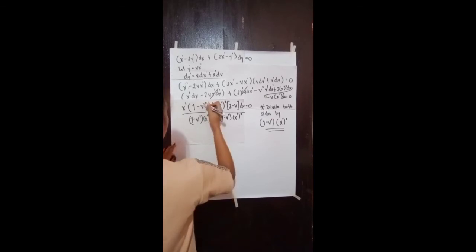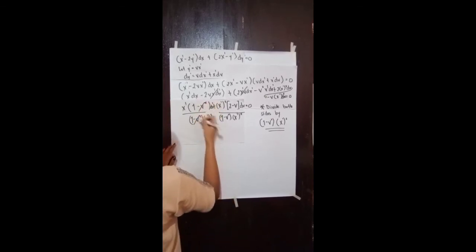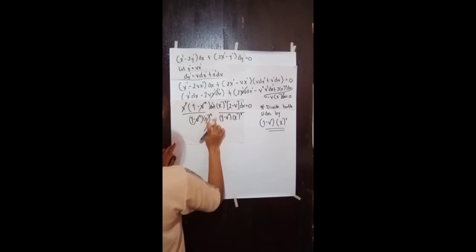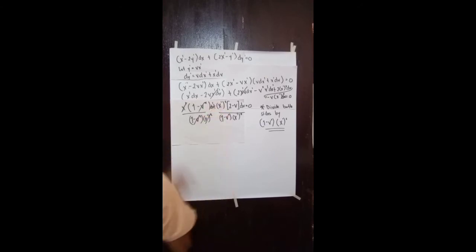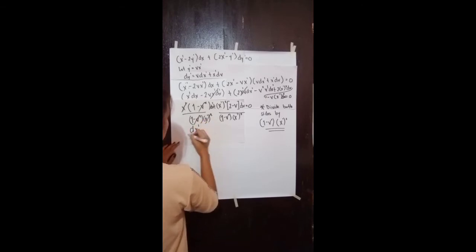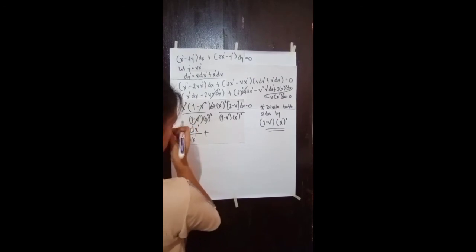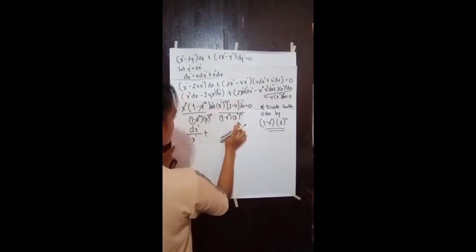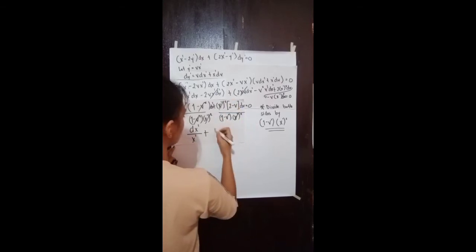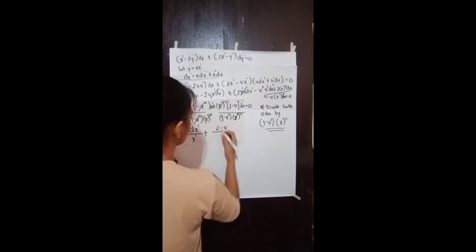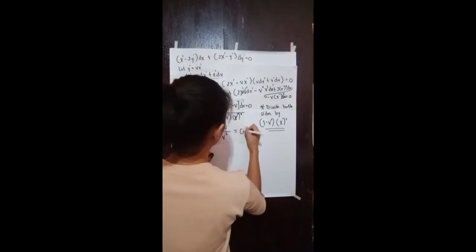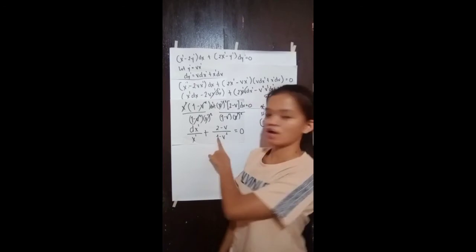What can we cancel? Just cancellation. Cancel x prime squared here, and what remains in the numerator is dx prime over x prime. Plus, here the x prime squared is the same, so we cancel it, and what remains is (2 minus v) dv over (1 minus v squared) equals 0.